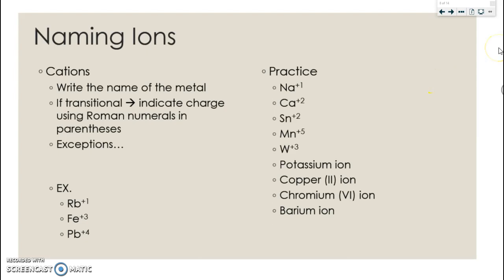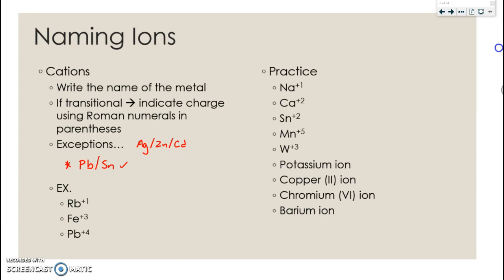Let's start by naming our ions. We're going to start with the cations, the positive ones. You're going to want to write the name of the metal. If it's transitional, you're going to indicate its charge with a Roman numeral in parentheses. There's a couple of exceptions. Silver, zinc, and cadmium don't get Roman numerals. And then there are 2 elements that do that are not transitional. So both lead and tin require a Roman numeral.